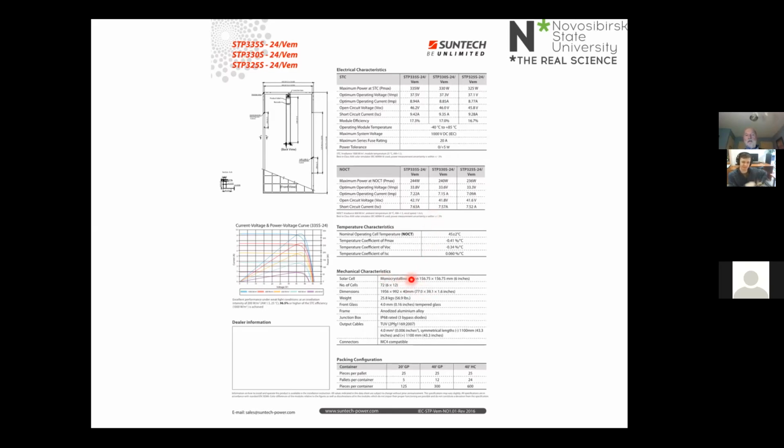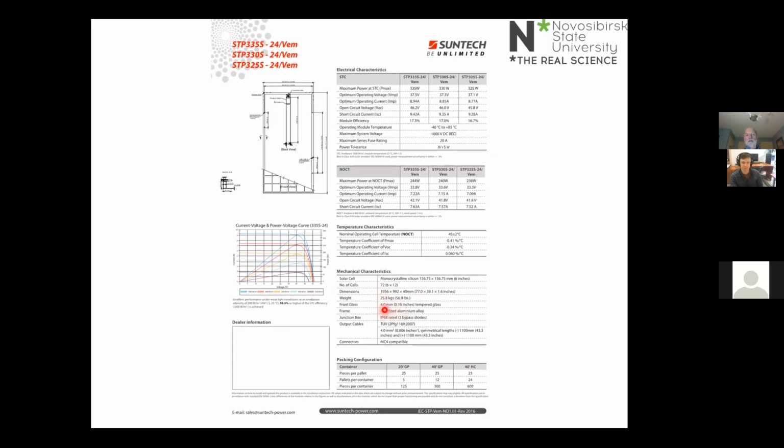So here's the type of the cell and its dimensions. So it's about 15 centimeters by 15 centimeters. There's 72 of them. And this particular module, 335 watts, is a physically large module that would be designed for a solar farm rather than home installation. Modules that are designed for home installation will usually have about 60 cells in them. So the weight is 25 kilograms. You know, that's pretty heavy if you've got to lift that up onto a roof of a house to install it.